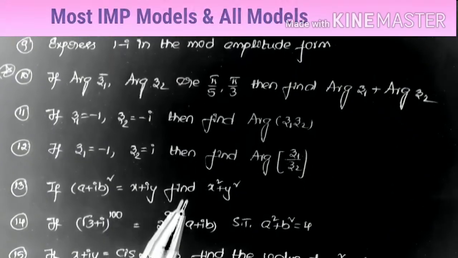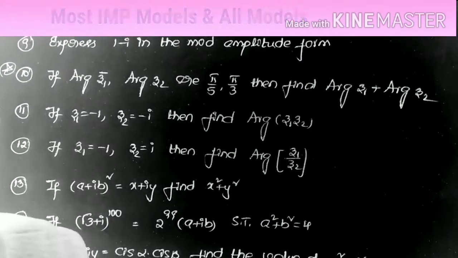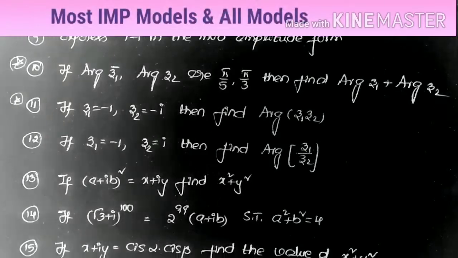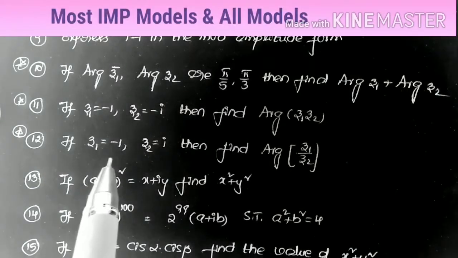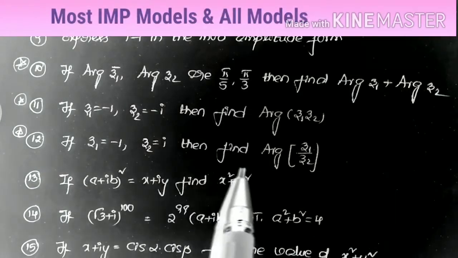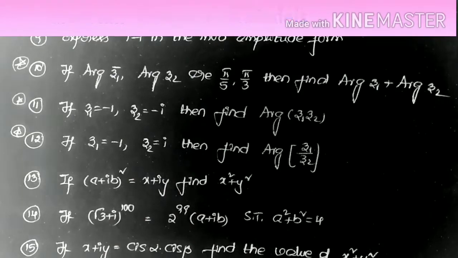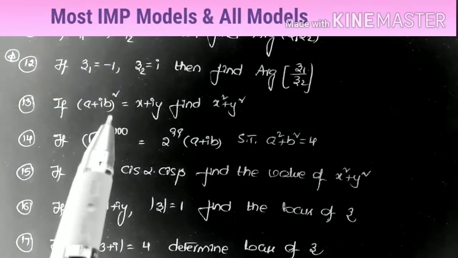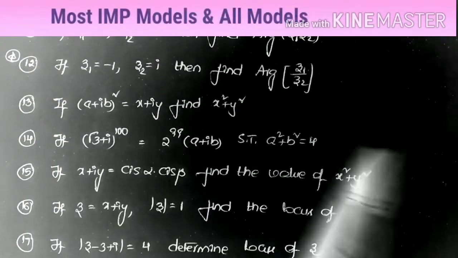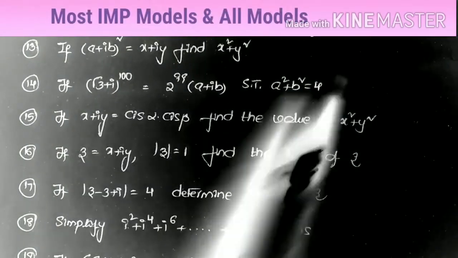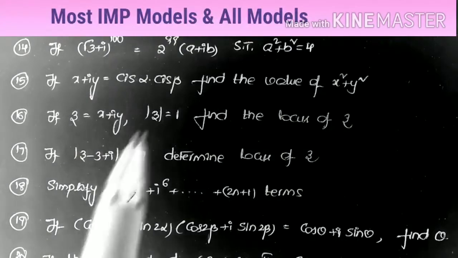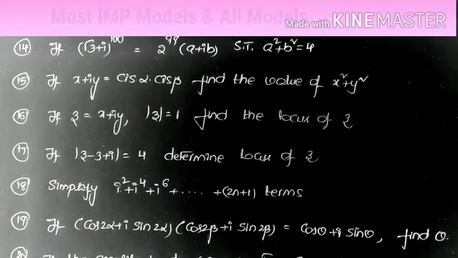And if z1 is equal to minus 1, z2 is equal to minus i, then find arg z1 into arg z2. The most important problem. And this is also a most important sum: z1 is equal to minus 1, z2 is equal to i, then find arg z1 by z2. And next one, a plus ib whole square is equal to x plus iy, then find x square plus y square. And the next one, show that a square plus b square is equal to 5. And the next one, find x square plus y square.